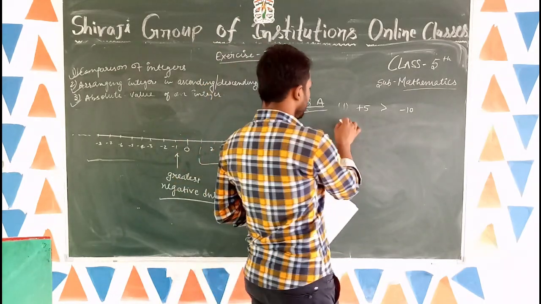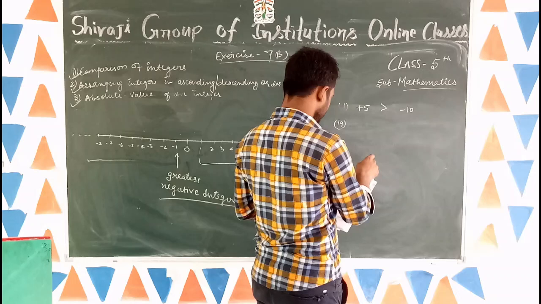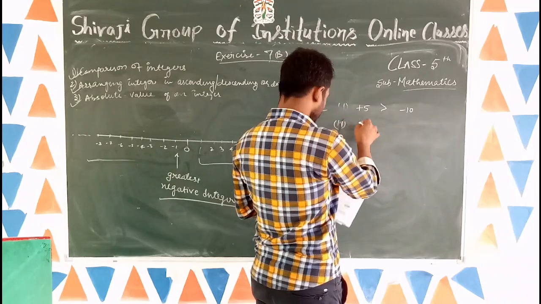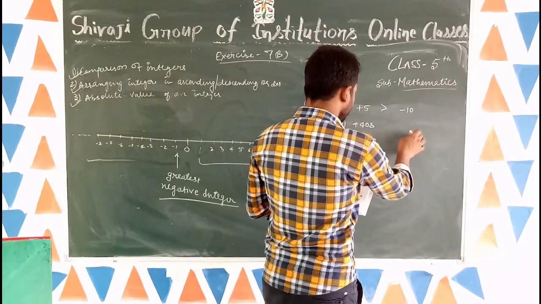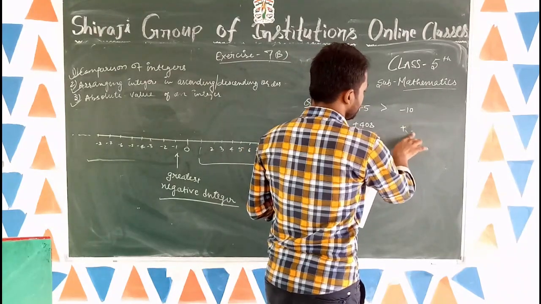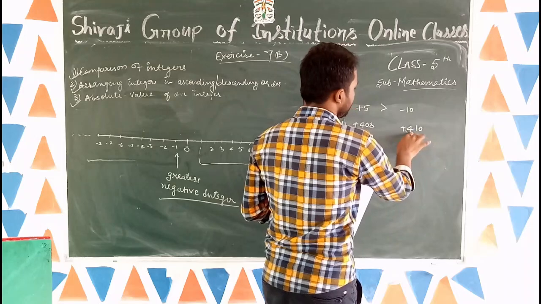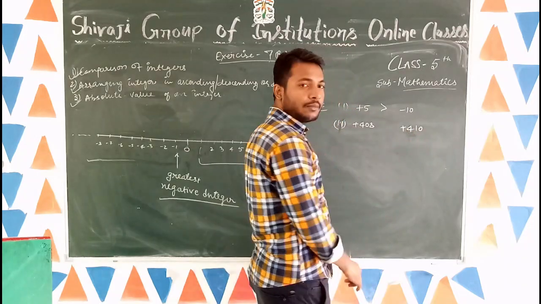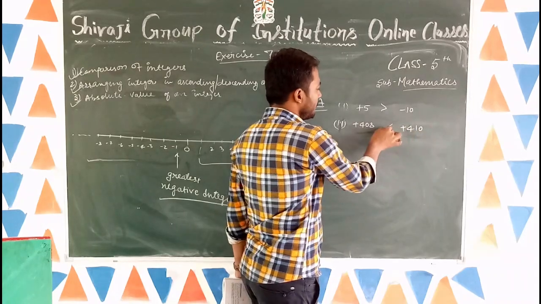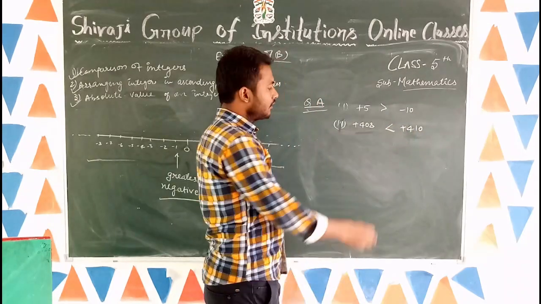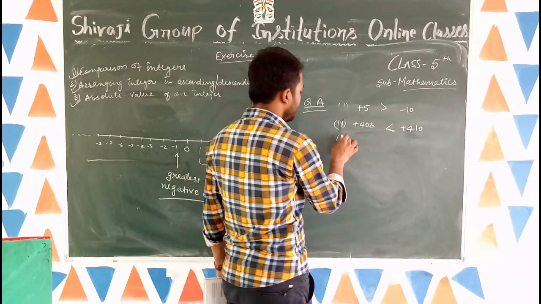Next, question number 11, +408 and +410. Which number is greater or which number is smaller? Here 410 and 408. 410 is greater than 408.